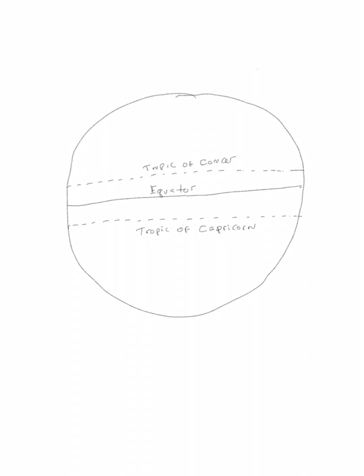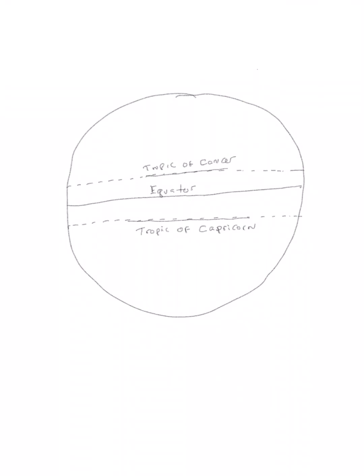A major contributing factor to the location of biomes is light intensity. Looking at a globe, I've drawn a picture of the Earth. You can see the equator and the Tropic of Cancer, which is about 23 degrees north of the equator, and the Tropic of Capricorn, which is about 23 degrees south of the equator. These are two significant locations on the Earth.